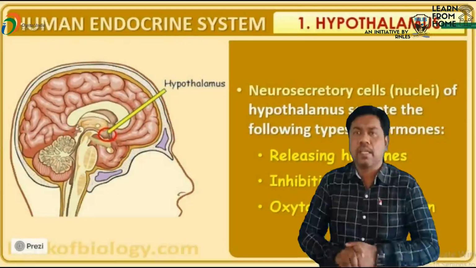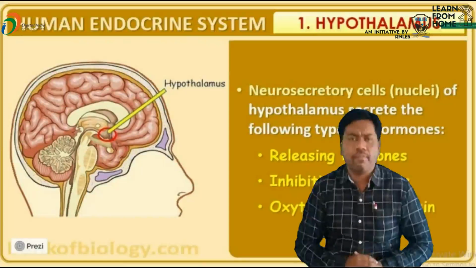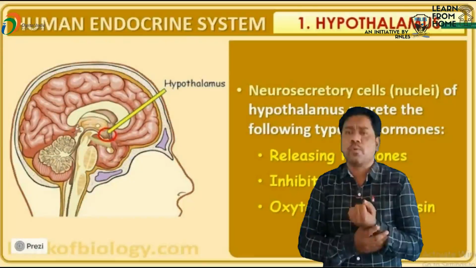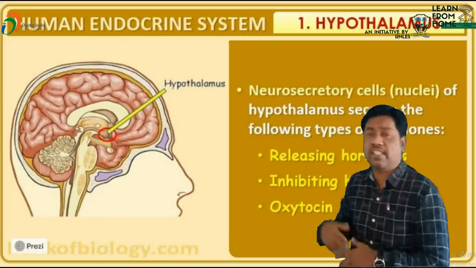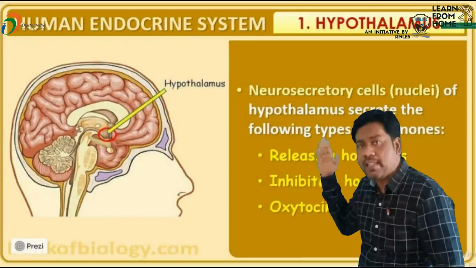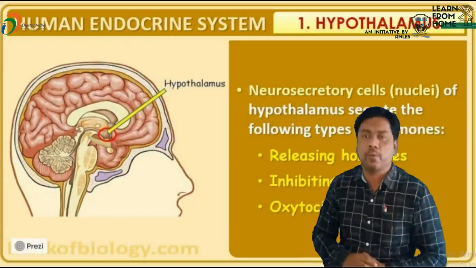What is the hypothalamus? The hypothalamus is a part of the brain, a part of the forebrain, which is also known as the prosencephalon. This prosencephalon contains the thalamus area. Behind the thalamus, there is the next portion, and that next portion is called the hypothalamus.